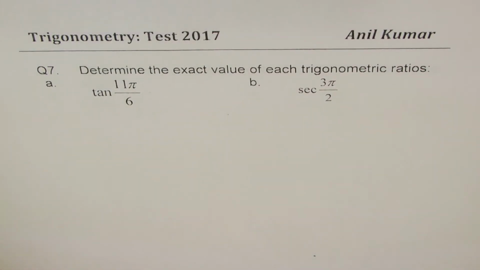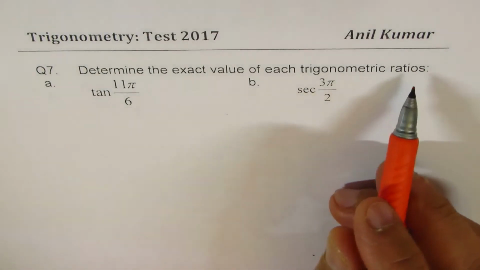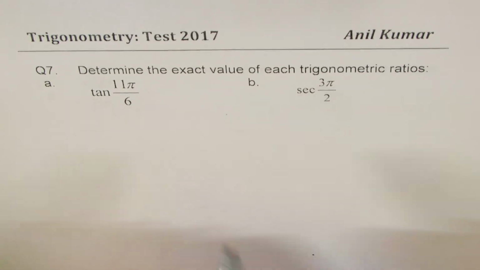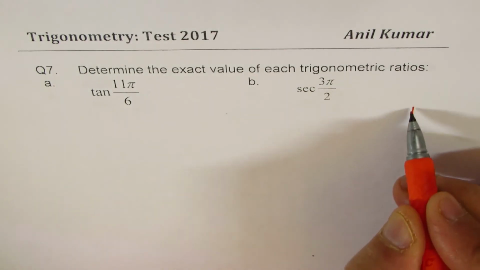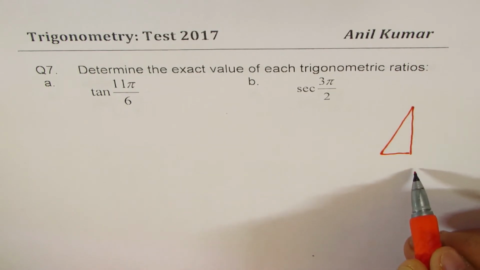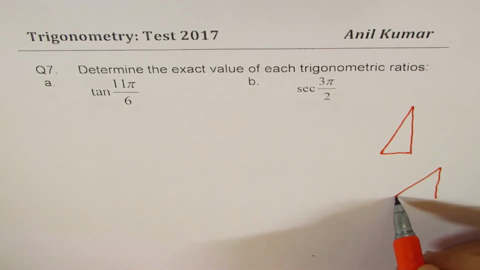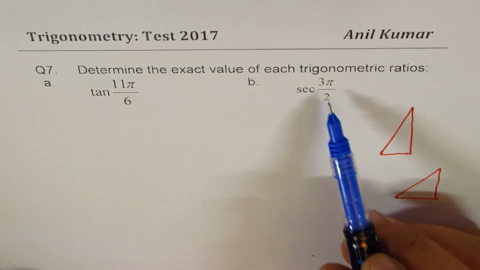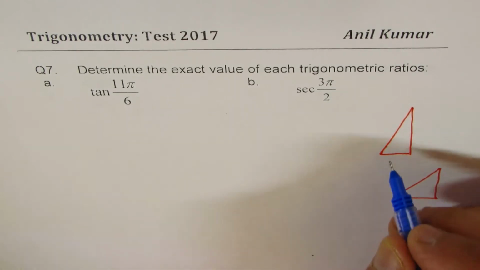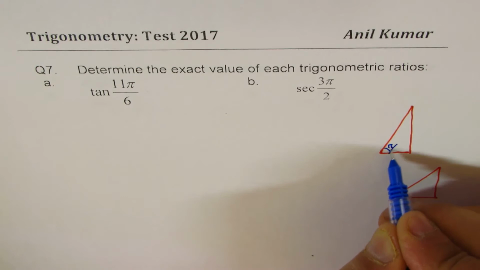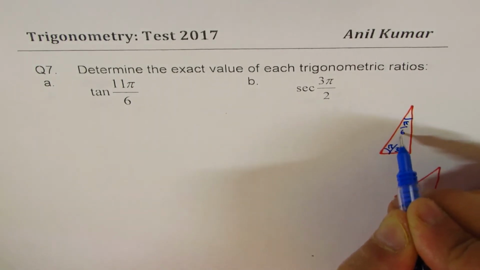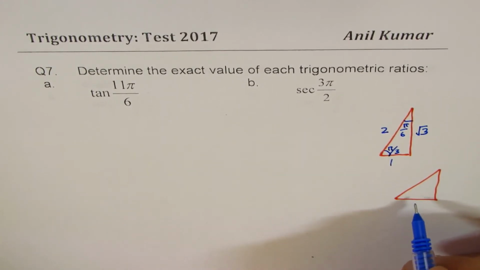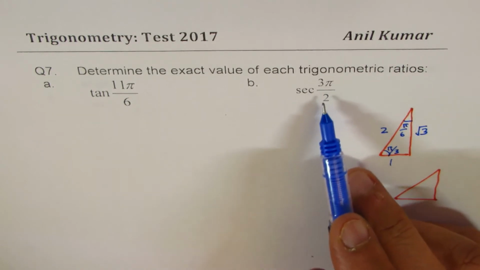Question number 7 is to determine the exact value of each trigonometric ratio. Tan 11 pi by 6 and secant 3 pi by 2. So for exact, we will use special triangles. So I'll make two triangles here. One is pi by 3, pi by 6, pi by 2. The other one is, well, we don't need pi by 4 triangles. So one is enough for us. So this angle here is pi by 3, that is pi by 6. And the sides are in the ratio of 1 is to 2 is to square root 3, right? Well, I made pi by 4, but that is not required.